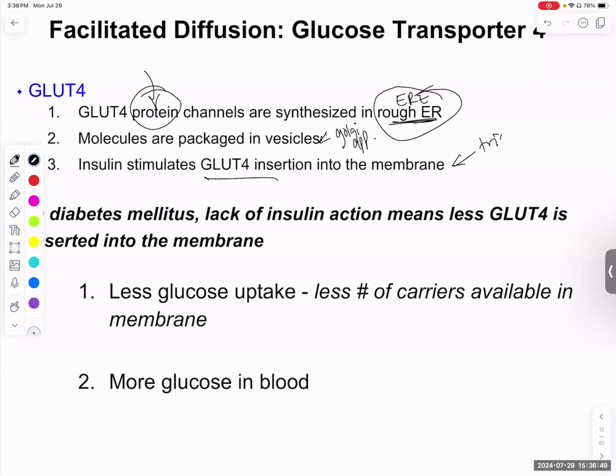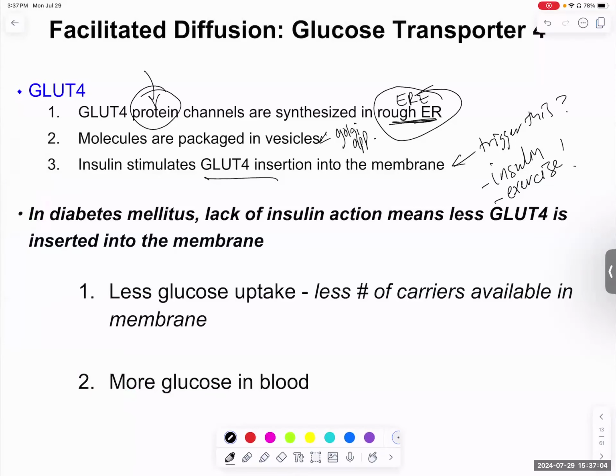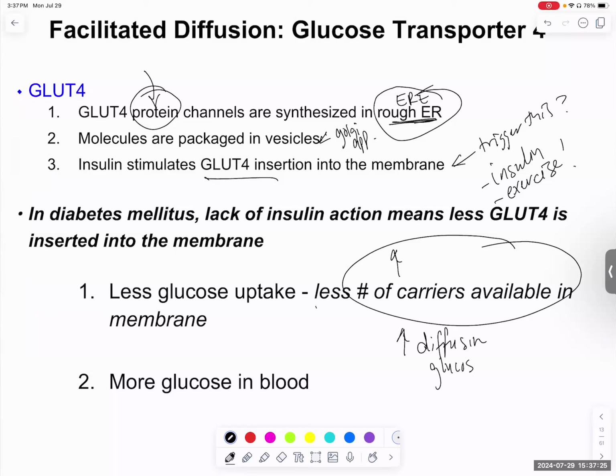And what's going to trigger this? You guessed it, insulin, but also exercise. This also does help. And so that's why exercise is super important for people with diabetes, because this is also a stimulant to release those GLUT4 channels into the cell membrane. And when they do, you're going to increase the number of carriers available, and you're going to increase diffusion of glucose into the cell.